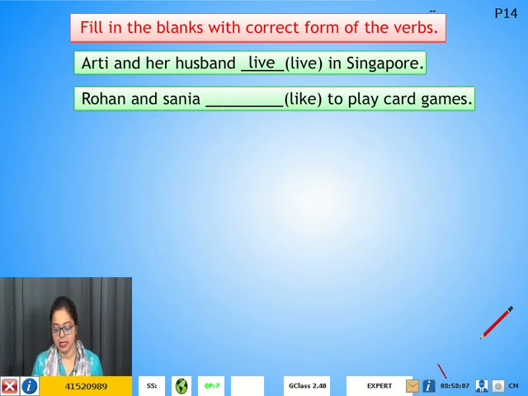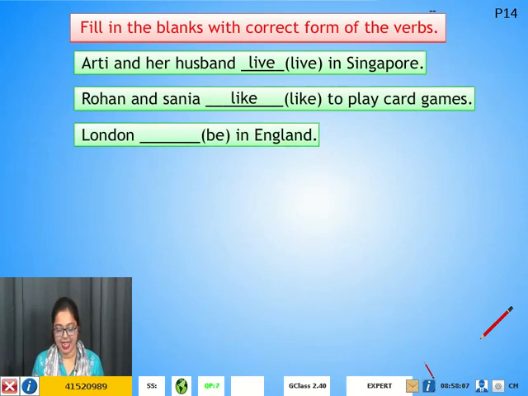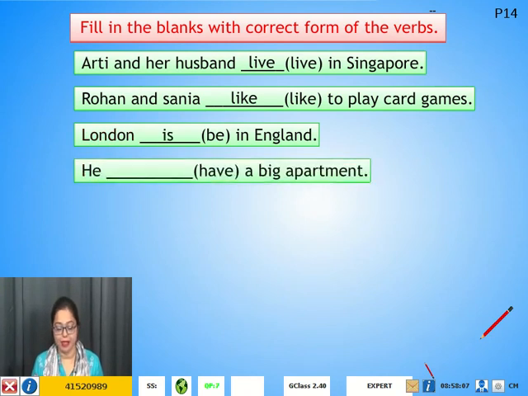Rohan and Sania dash. Rohan and Sania like to play card games. Next you see London dash be in England. So London is there as a subject, so it will be is. Be verb will be used, it will be is.